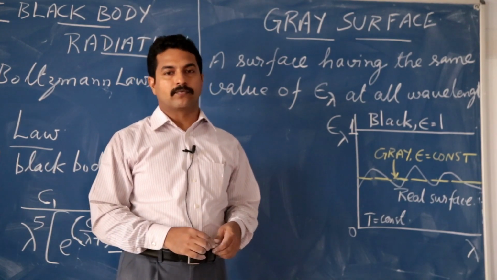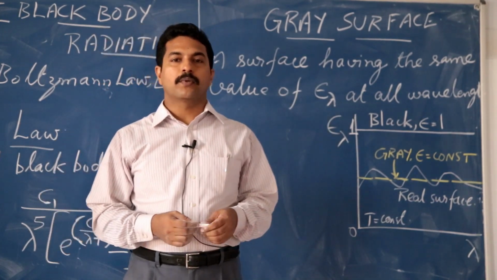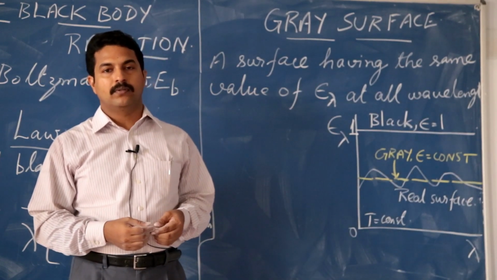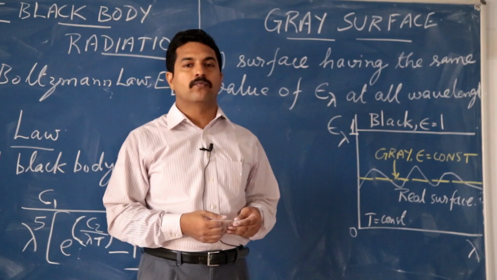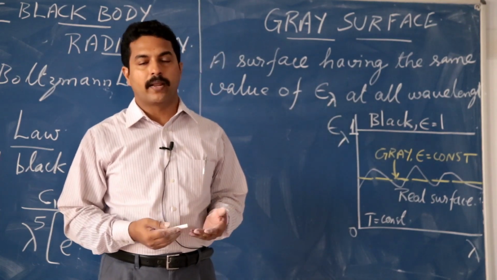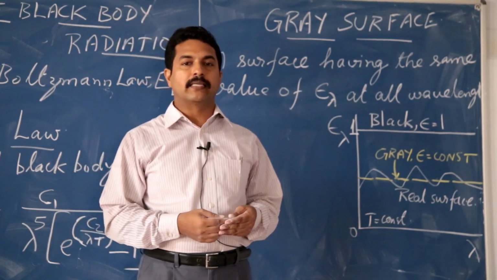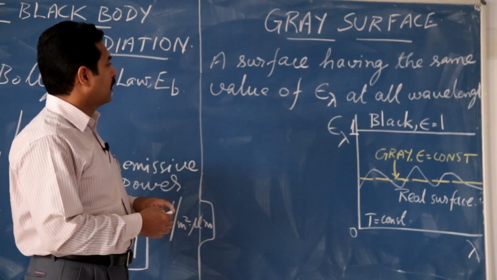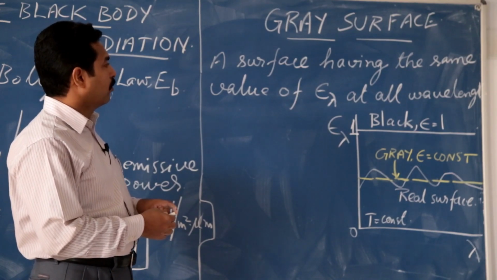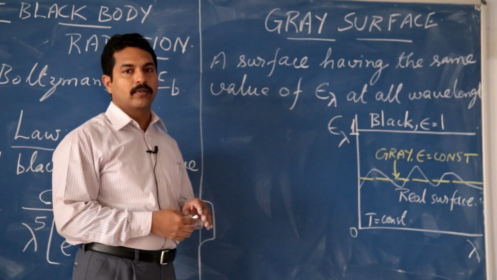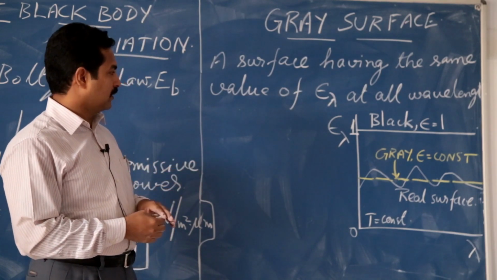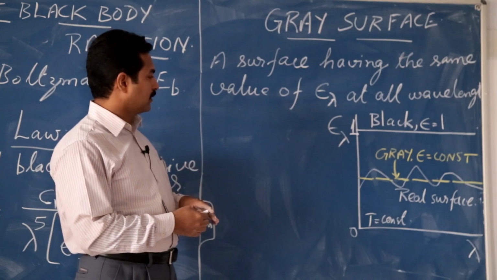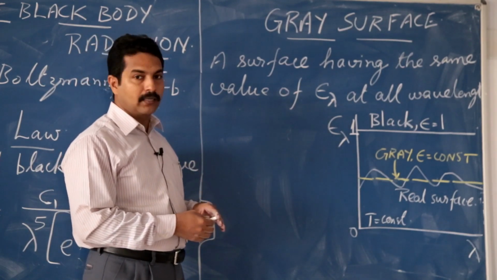What is a gray surface? You may come across the term gray diffuse surface in radiation. We have already seen what a real surface is and what a black surface is, and now what is a gray surface. A surface having the same value of epsilon lambda at all wavelengths, then we can say that it's a gray surface.